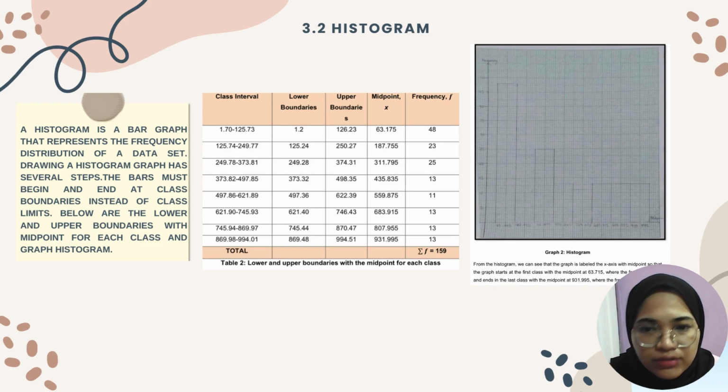Histogram. A histogram is a bar graph that represents the frequency distribution of the dataset. Drawing a histogram graph has several steps. The bars must begin and end at class boundaries instead of class limits. Below are the lower and upper boundaries with the midpoint for each class and the graph histogram.